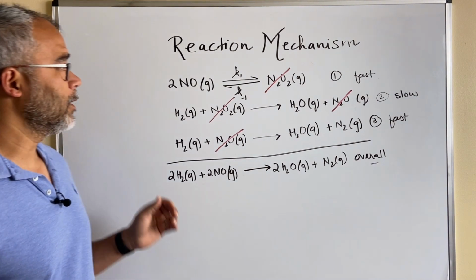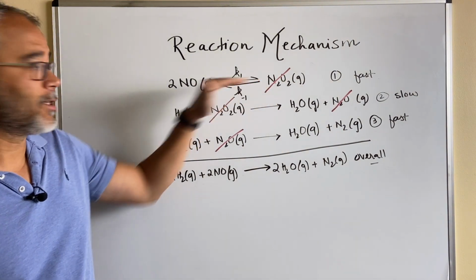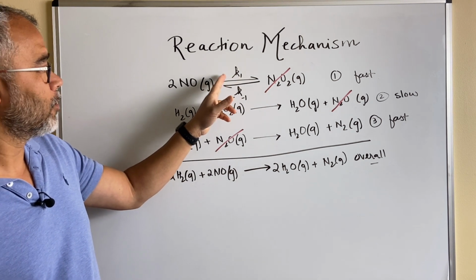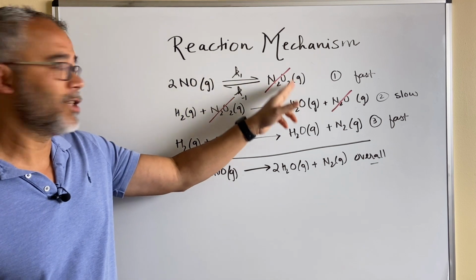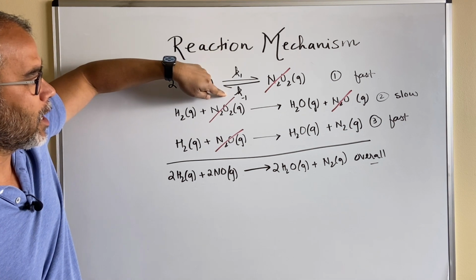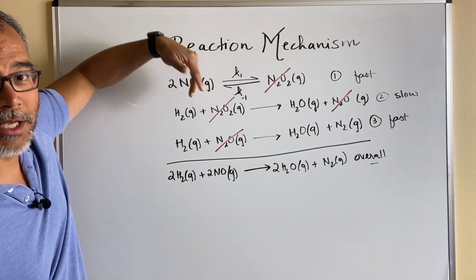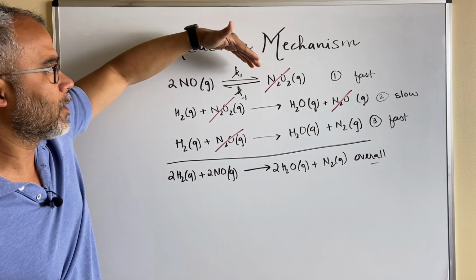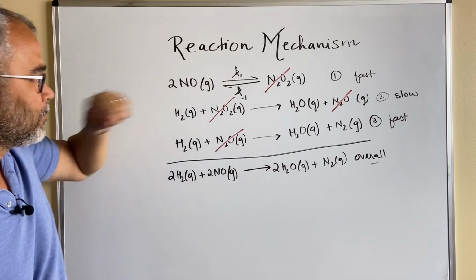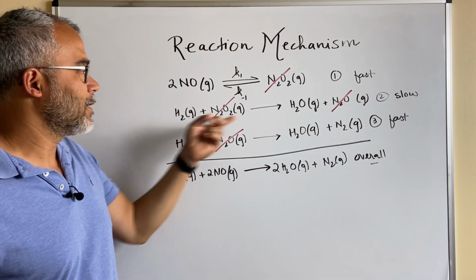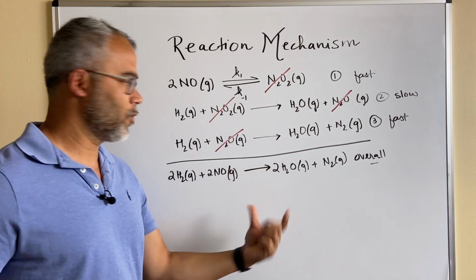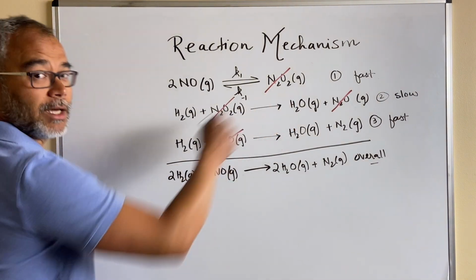Let's take a look at an example where you have a fast initial step. Step 1 is a fast step, and it's also reversible, by the way. So you have a forward reaction and a backward reaction. You can see there's a K1 for the forward and a K-1 for the backward. So the rate for the forward has a rate constant of K1, and the rate for the backward or reverse has a rate constant of K-1. Then you have a second step, which is the slow step, and the final step is a fast step. The overall reaction is given to you here, and we cancel out the intermediates.